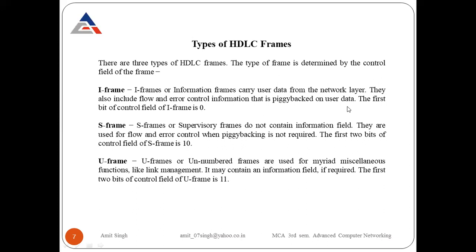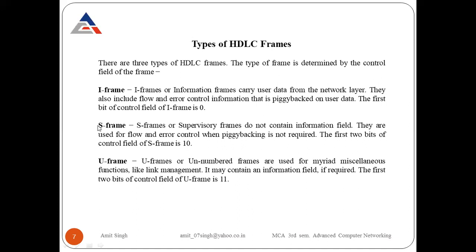The first bit of the control field of I frame is 0. In the case of I frame, the first bit of the control field is 0. Whenever the control field starts with 0, we come to know that this frame is an I frame.